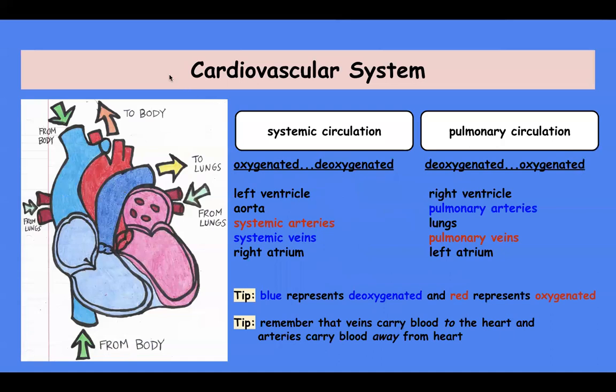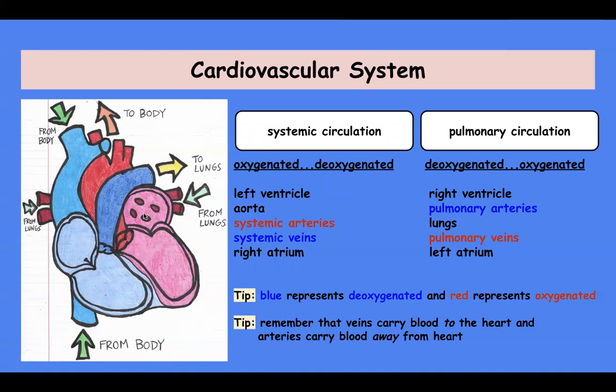So I want to quickly touch on the difference between systemic circulation and pulmonary circulation. I'm keeping an eye on the time, and I really want to get to the digestive system as well. So the way that we can summarize this is, let's look at this picture of the heart. Notice how portions of the heart are colored blue and other portions are colored red.